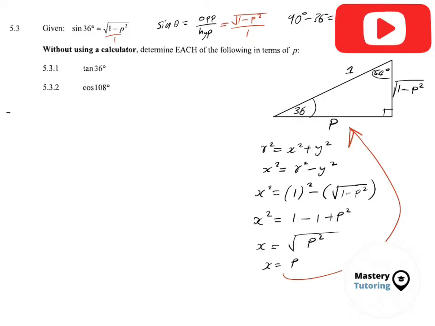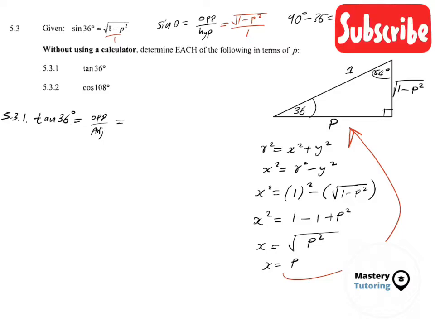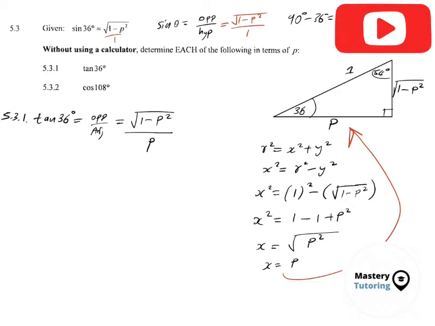Now we can start solving the equation. 5.3.1 says tan of 36 degrees. Tan is the same as opposite over adjacent. In this case, my opposite is the square root of 1 minus p squared, and my adjacent is p, so I divide by p. And then this part is done.